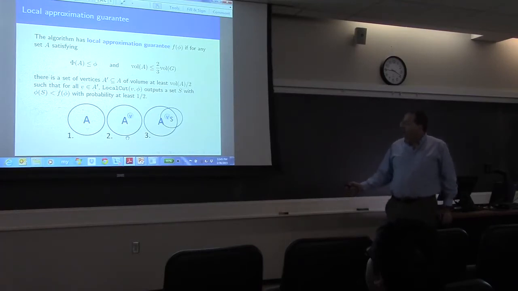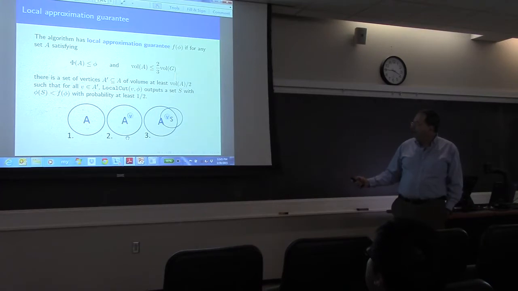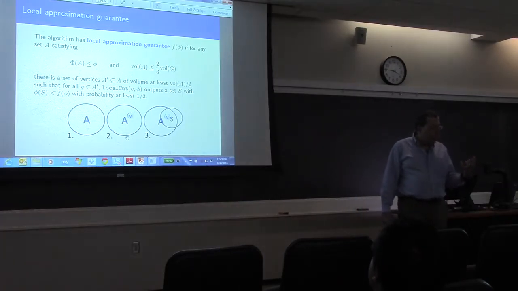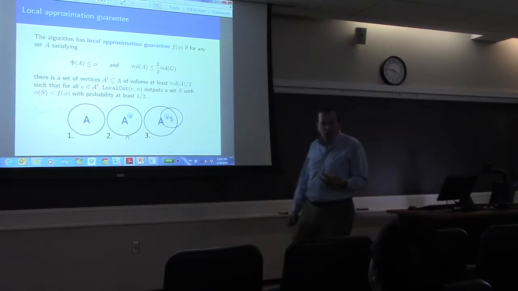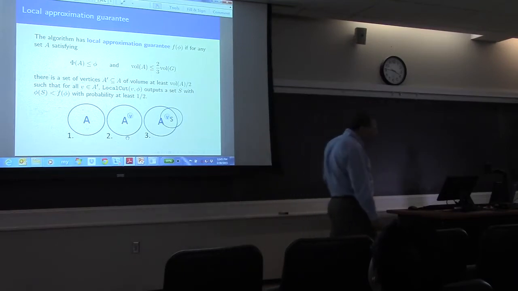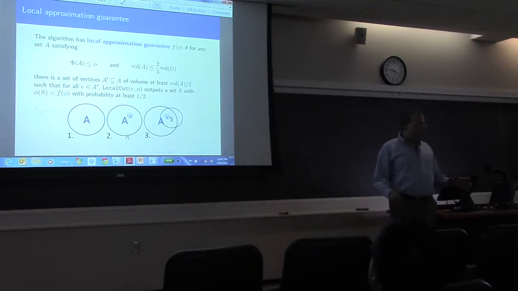And now the algorithm will have a local approximation guarantee. Maybe I'll emphasize this last point. So suppose we know there is a community with conductance phi. Actually finding the set with the minimal conductance is an NP-hard problem. We're not going to try to find the optimal. The idea is, though, that if there is a very good cut, we should be able to find a reasonably good cut quickly. So we're not guaranteeing to find the optimal cut.